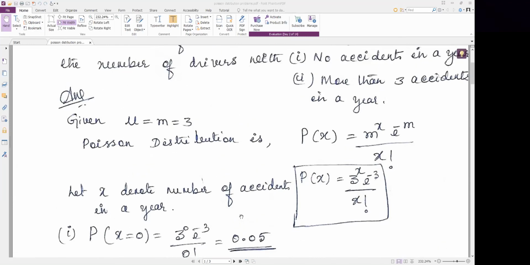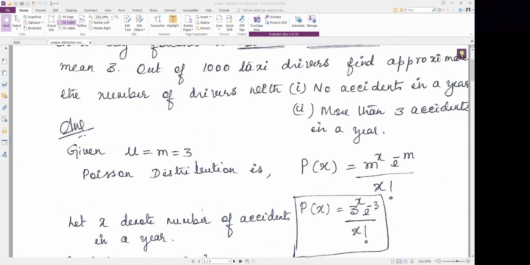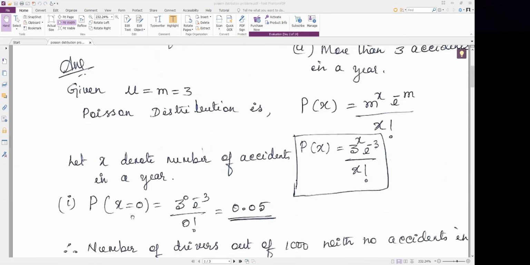So now, what is the first question they have given? No accidents in a year. What do you mean by no accidents? X equal to 0. So just in your calculator, press the calculation button, and in that, press x equal to 0. That time what you will get? 3 power 0 e power minus 3 divided by 0 factorial. So the answer will be 0.05. So you just need to substitute x equal to 0 in your calculator.